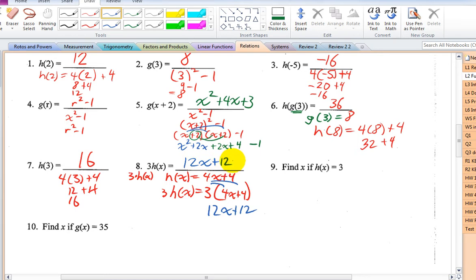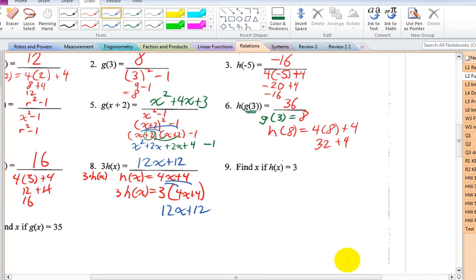Okay. Now question number 9, 3 is in a different location once again. So it's not going to be like question number 7 or 8. So what we're saying here for this one, this is where you guys start freaking out. H of x equals 4x plus 4. But what also does h of x equal?